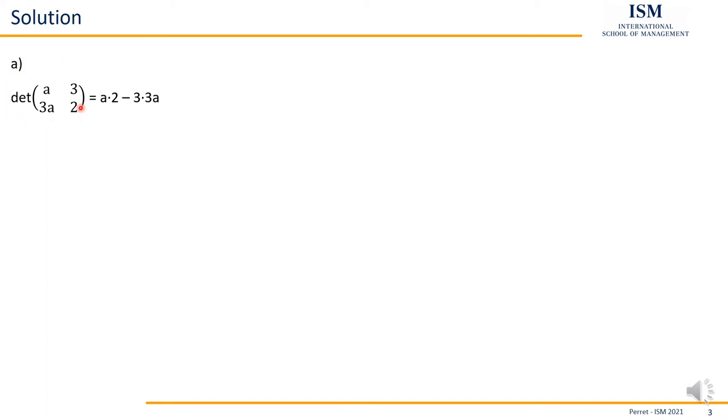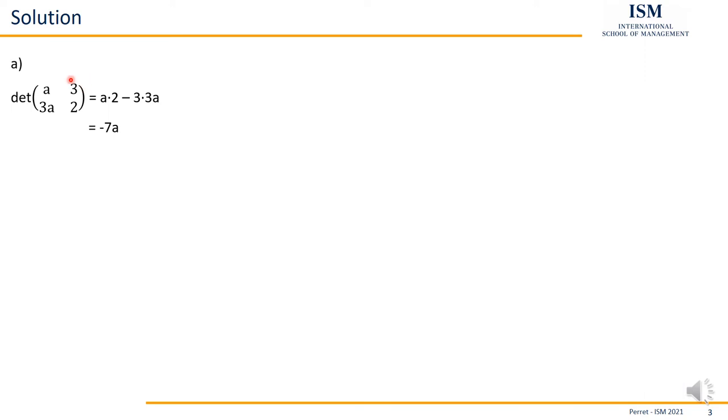Because once we have a 2 times 2 matrix, the determinant is actually just multiplying these two diagonal elements, so the A and the 2, and then subtracting, so going minus, and multiplying the other two diagonal elements. So here the 3 and the 3A. So in this regard, it's basically just A times 2 minus 3 times 3A, giving us this here. Or, if we summarize it, we get minus 7A. And that's already everything there is to this first introductory example.